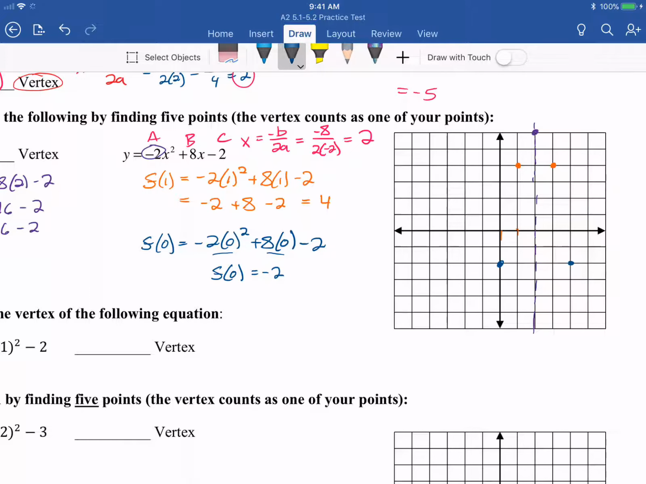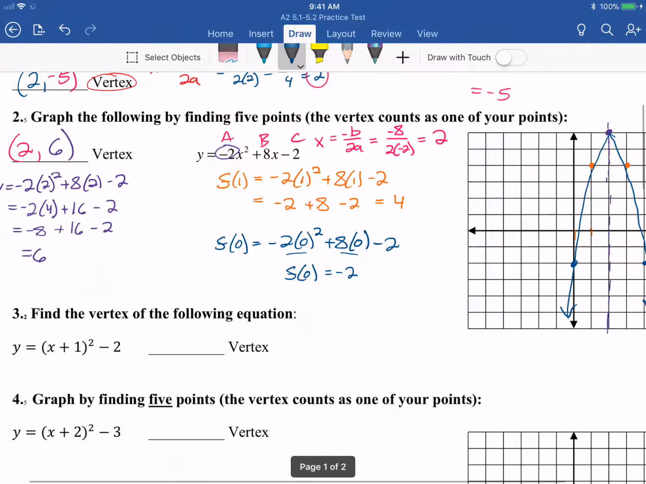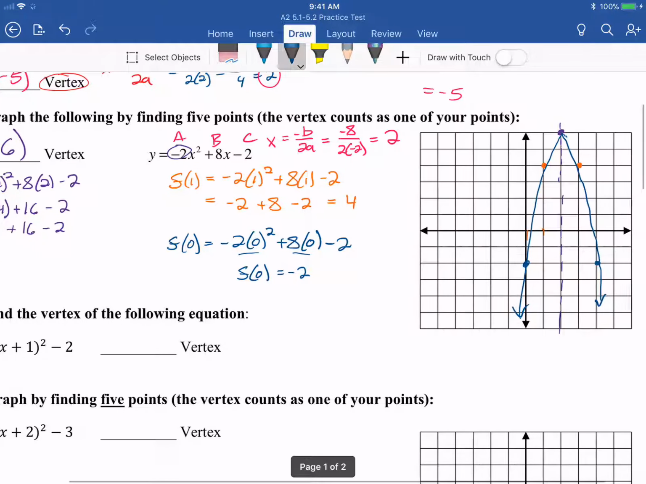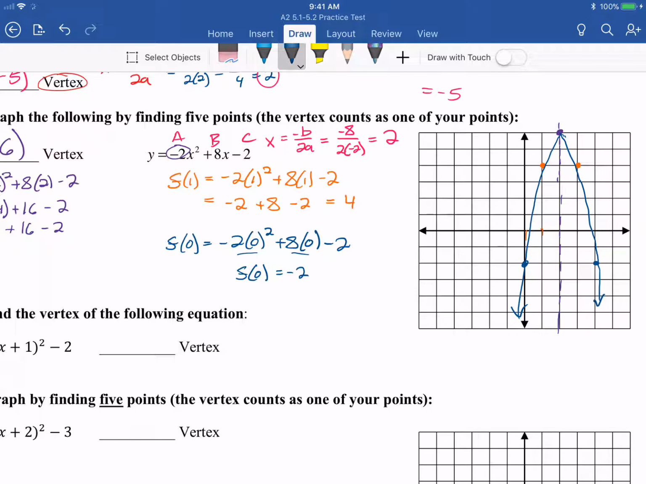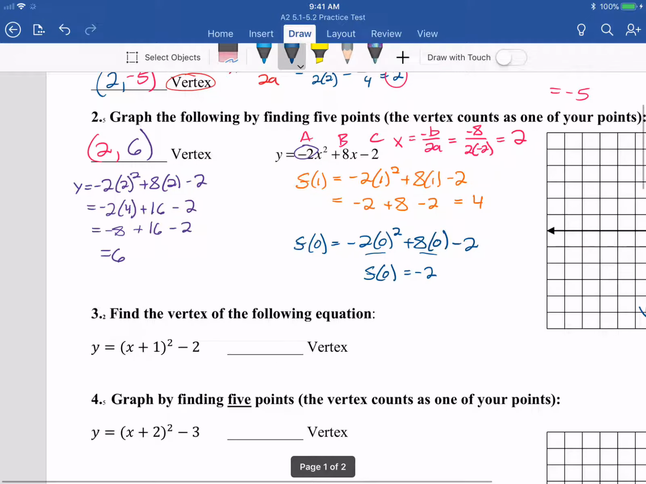One that's exactly symmetric is over there. Now I can connect that U here. All right, so good. So find that vertex, which is 2, 6, and then plug in some points that are either to the left or to the right. All right, so now let's keep going on.